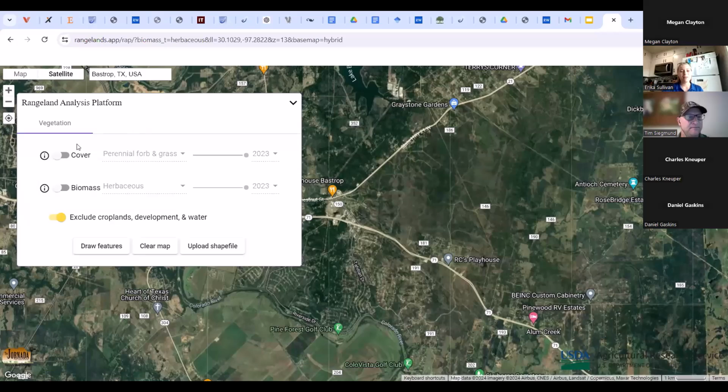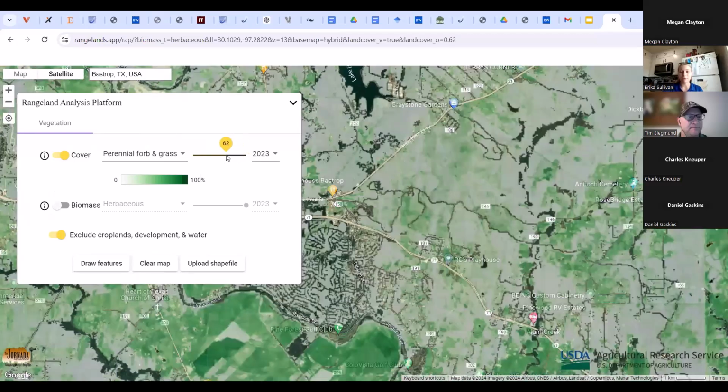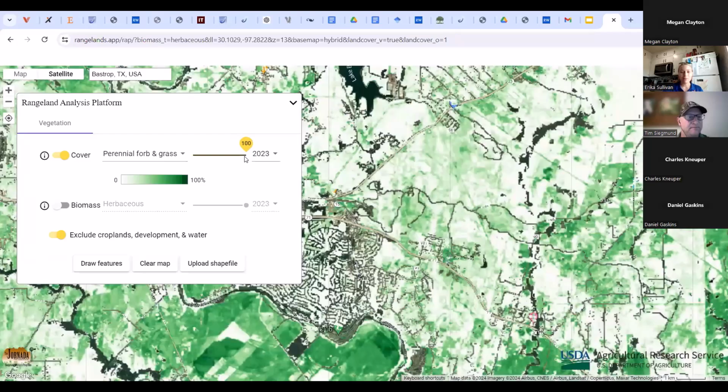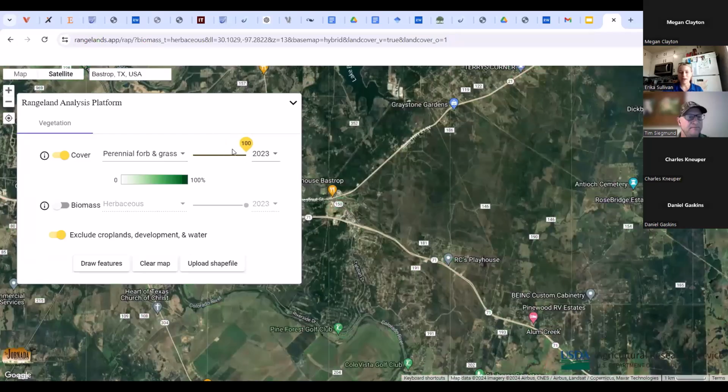All right, so let's go ahead and get a little bit interesting here. Let's turn on the cover switch here. As you can see, the default is perennial forb and grass in this case. So I'll keep it on there, but we can toggle through these different categories. Right next to the perennial forb and grass, we have a little saturation marker here, so you can lighten it up or darken it up if you're trying to see the terrain better, that sort of thing.